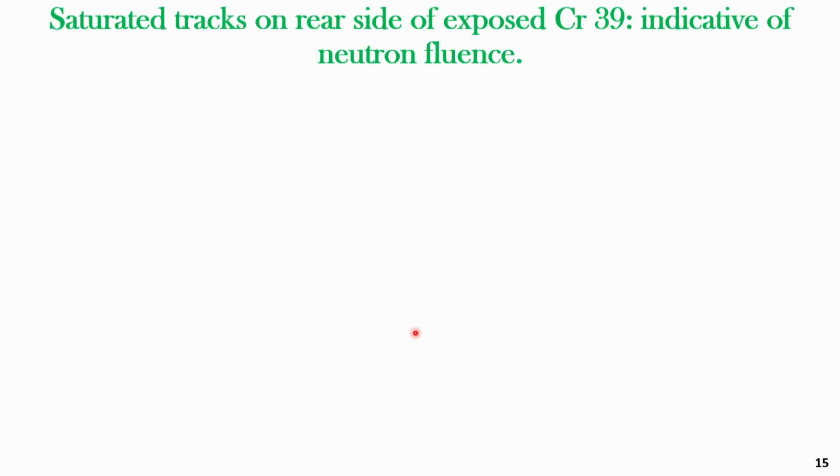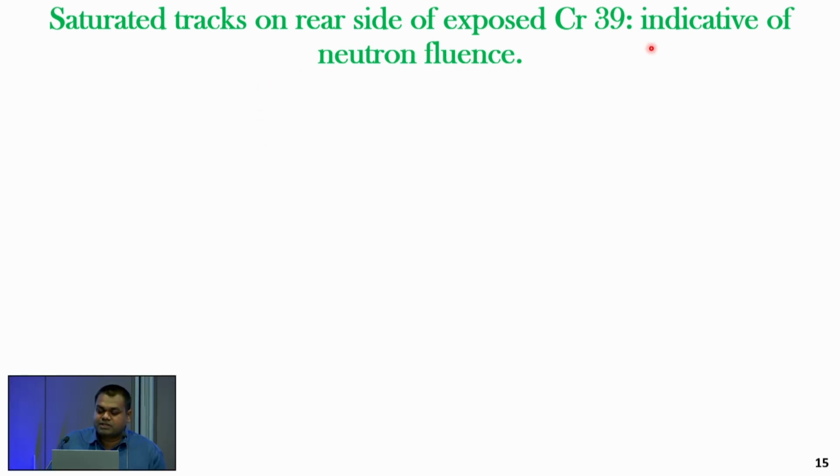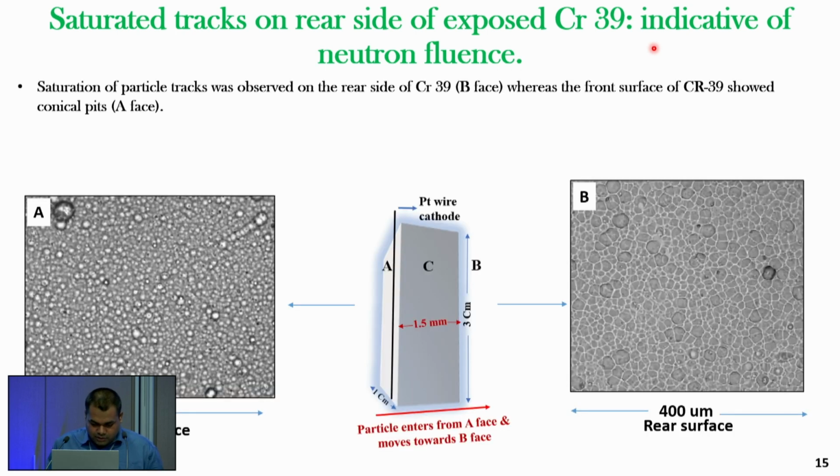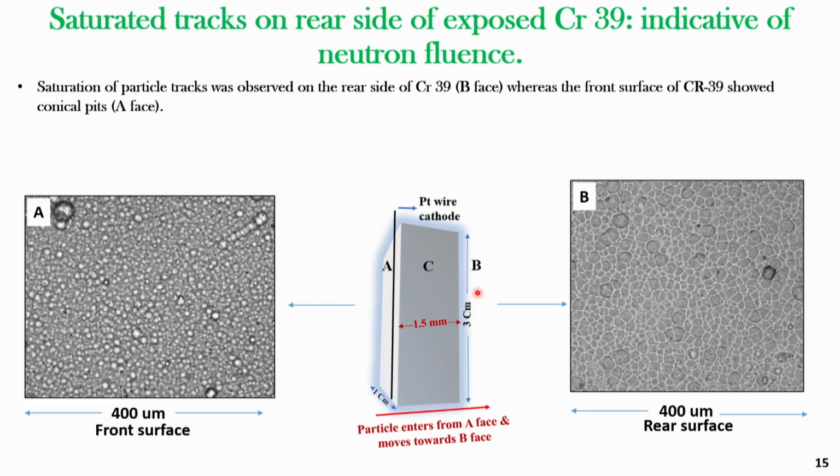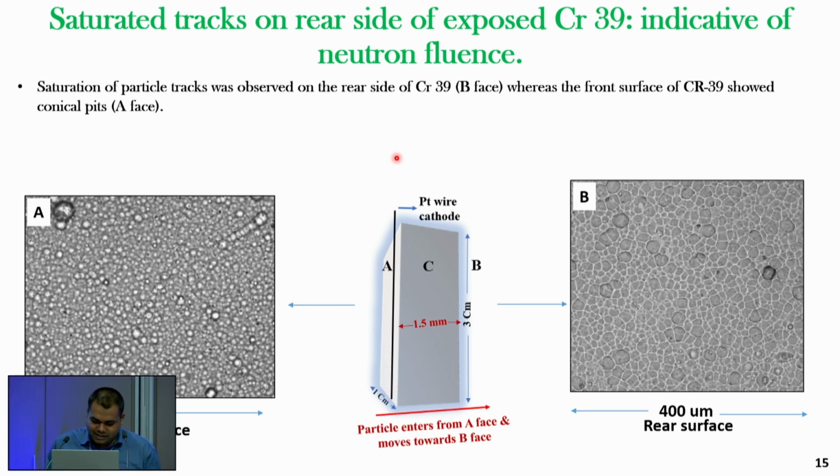Another important observation from our group: saturated tracks on the rear side of exposed CR39. I'll go slow with this slide. Let's say this is our CR39, and we have a platinum cathode here. The A phase is the front side, and the B phase is the rear side of the CR39. The width of the CR39 is 1.5 mm, and the length and other dimensions are in centimeters. So if a particle is emitted from the cathode, it enters from the A phase and goes towards the B phase.